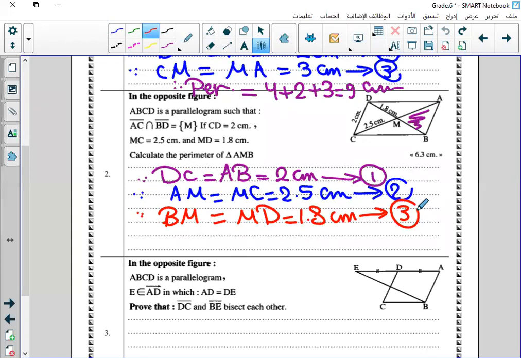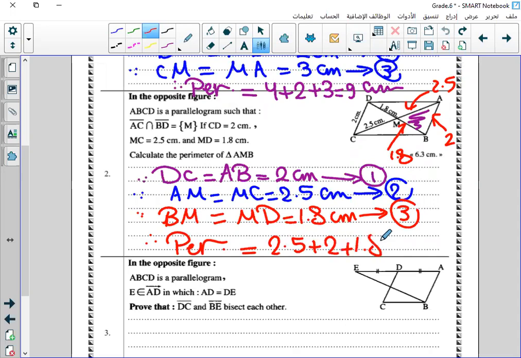Okay, then AB equals 2, MB equals 1.8 and AM equals 2.5. Then the perimeter will be equal to 2.5 plus 2 plus 1.8, which equals 6.3 centimeters. Okay. Thank you, Yassine.